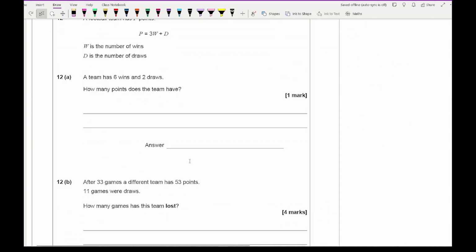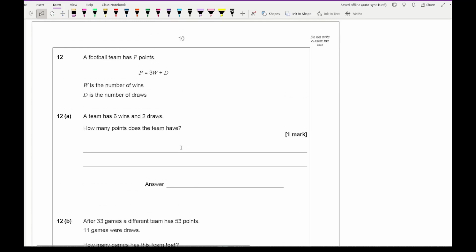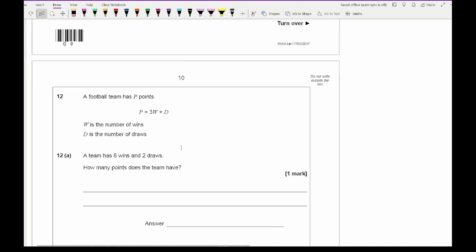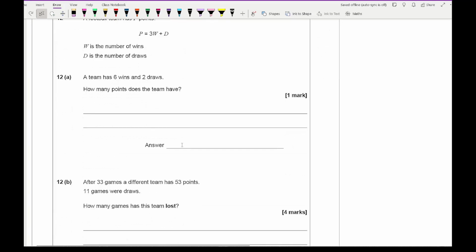And looking at question 12, it says that a football team has P points, and the formula to calculate the number of points is P equals 3W plus D. The team has won 6 wins and 2 draws. How many points do they have? 6 times 3 plus 2, 18 plus 2.